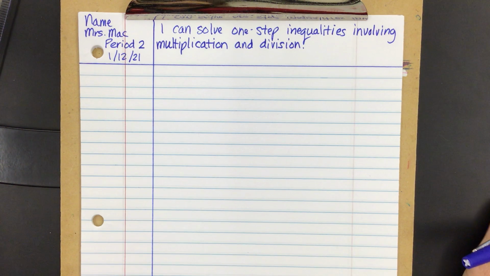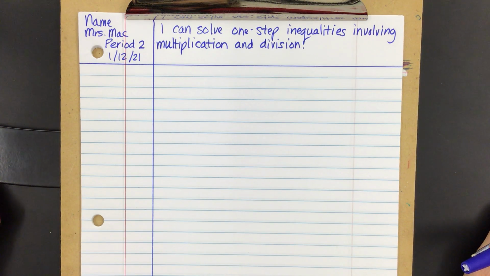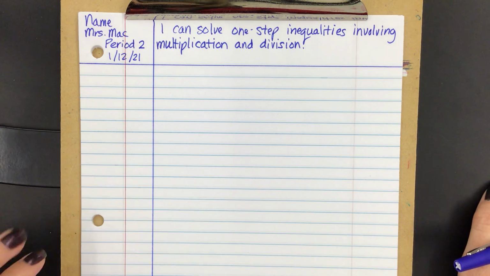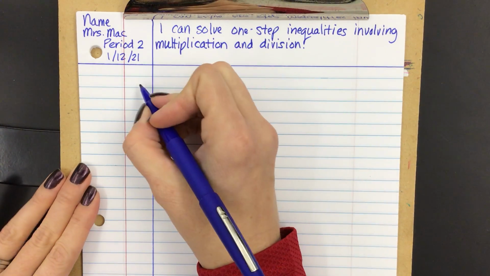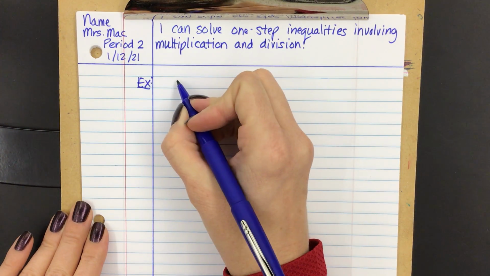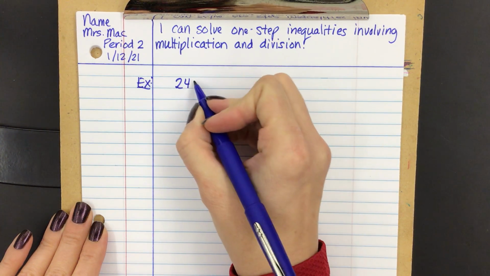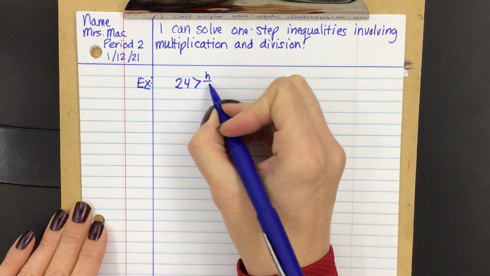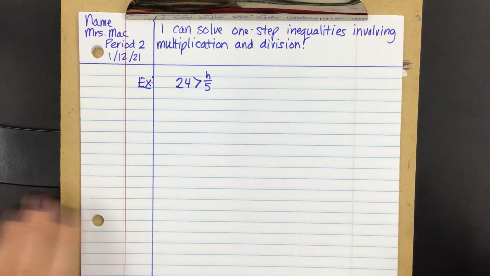So like I said, there is going to be a special rule for some of these. I'm going to start with the most basic example so that you can see that nothing fancy is going on in some cases, and then sometimes you'll need that special rule. So let's just start with a super straightforward example. 24 is greater than h divided by 5.